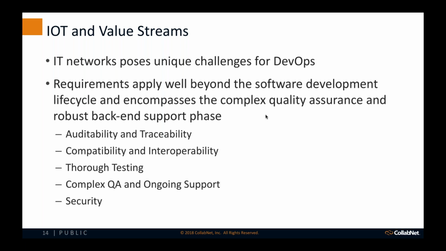I don't know if you wanted to add anything there to this one? I mean, not a heck of a lot to add there, Eric, except that, you know, don't leave your value stream common sense at the IoT door, right? Yeah. Some things are just universal.